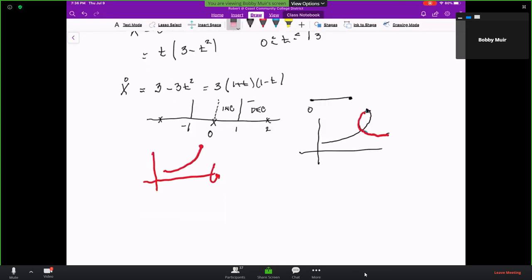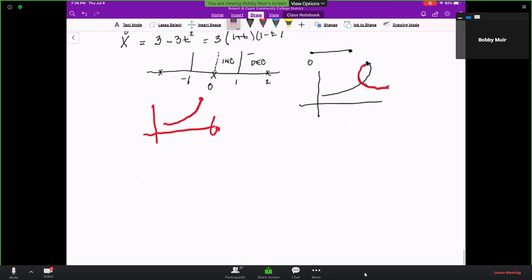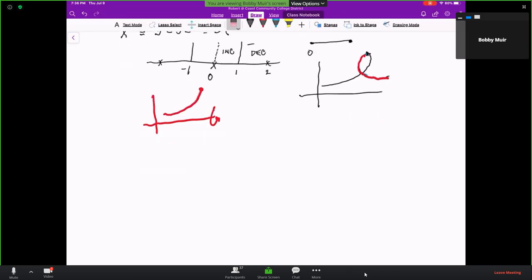Some of these exercises are really difficult, okay? And I'm not done with this chapter. I still have to do more, okay? So the next thing that we're going to talk about, I guess on Monday, is going to be curvature.